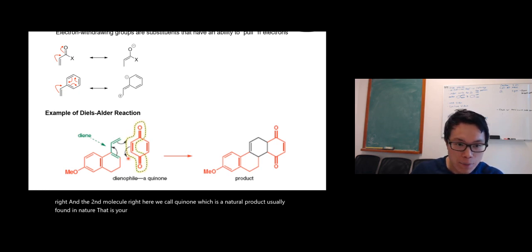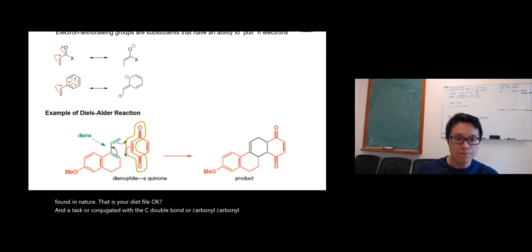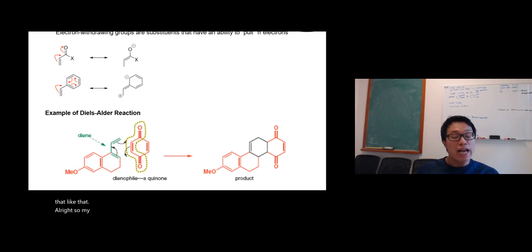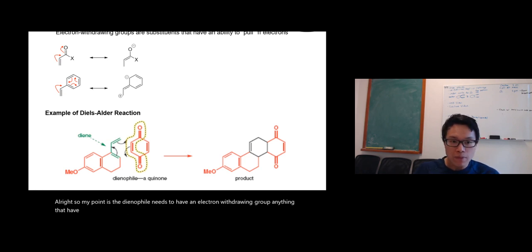Okay, this is a double bond attached or conjugated with the C double bond O carbonyl functional group. This will be the electron withdrawing group, and the product, look at that right there. Okay, all right, so my point is the dienophile needs to have an electron withdrawing group. Anything that has a double bond, triple bond, anything that can pull electrons from the double bond in the dienophile.